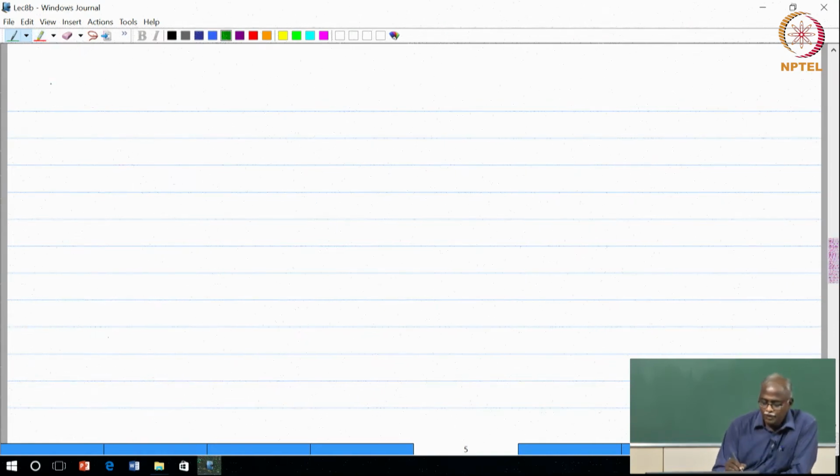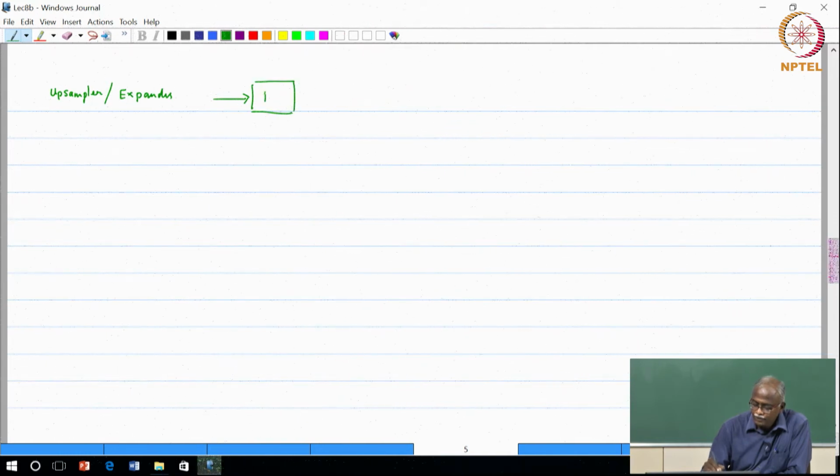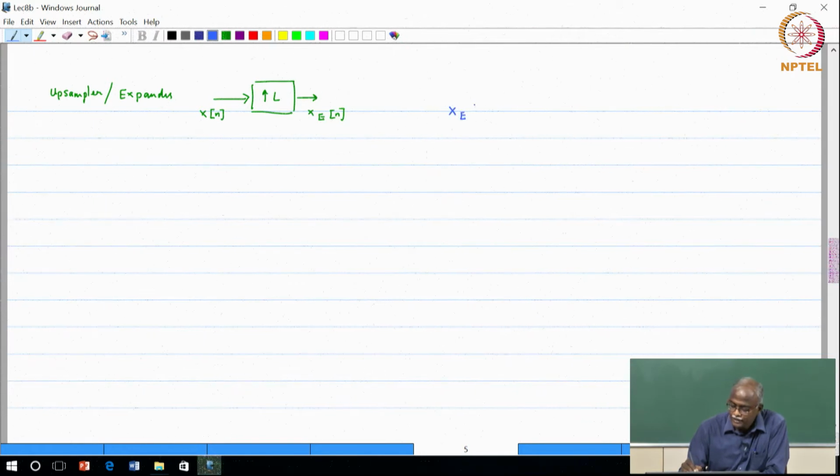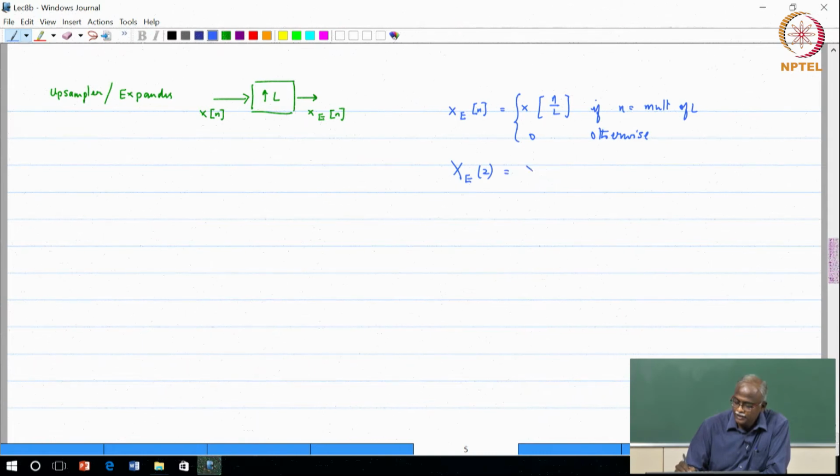So the primary contribution of yesterday's lecture was the upsampler or the sampling rate expander, and the notation that we have is a box with an upward pointing arrow and an integer L, which means that I am doing an increase by an integer sampling factor L. If this is x of n, this is x e of n, the expanded version, we wrote down the time domain relationship: x e of n is x of n by L if n is a multiple of L, 0 otherwise. Okay, that is the time domain relationship, and we also derived that x e of z is x of z power L.